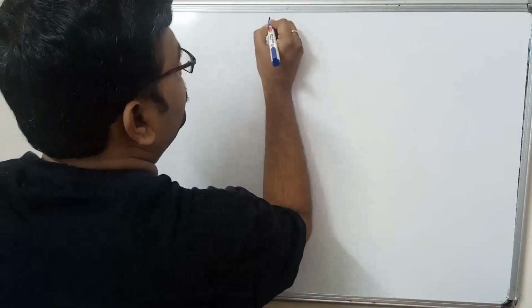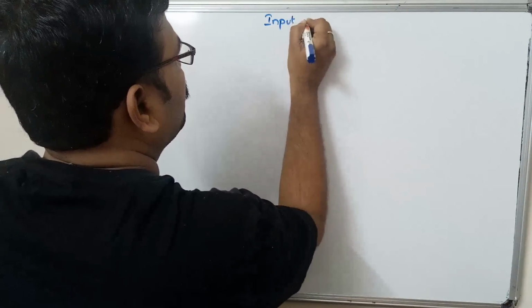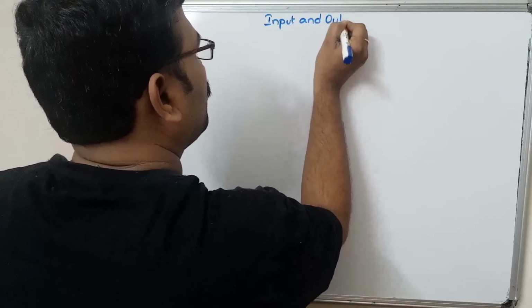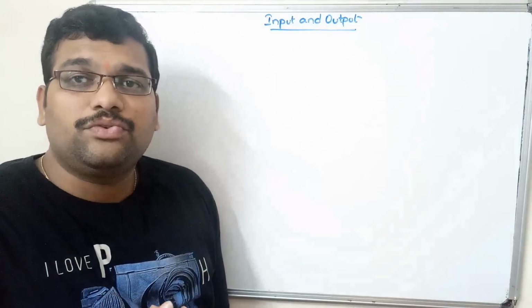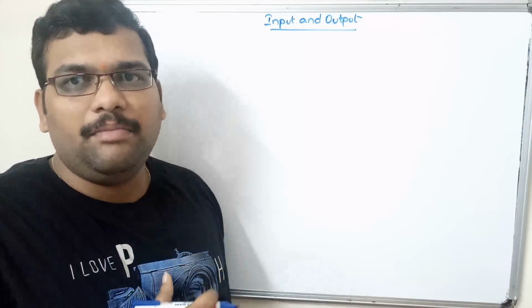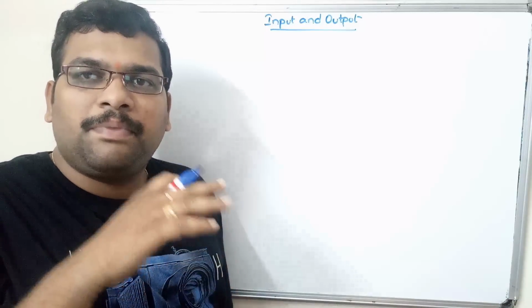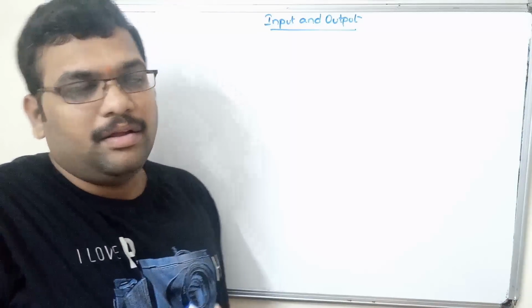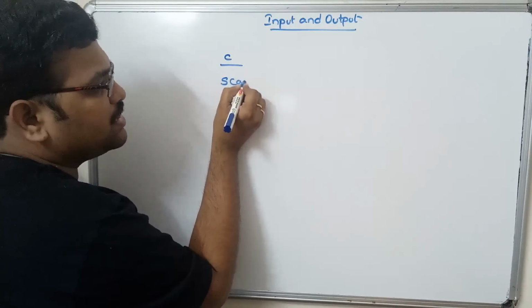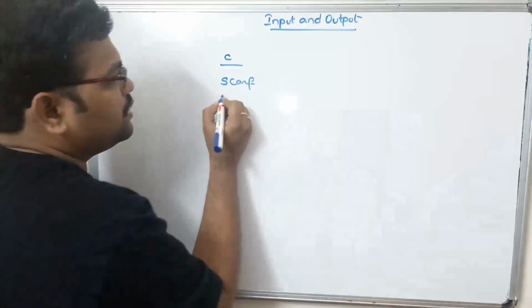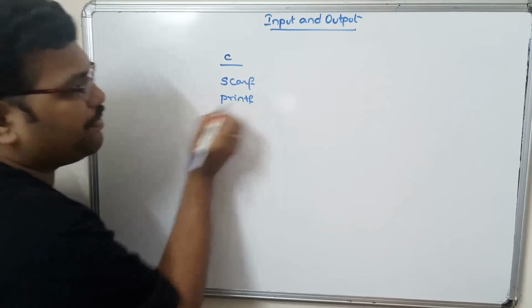In today's session, let's have a look at the input and output statements in Java programming. As we know, the input statement is used to read the input from the keyboard at runtime, and the output statement is used to print the output on the display screen. So in C language we use the input function scanf and the output function printf, right?